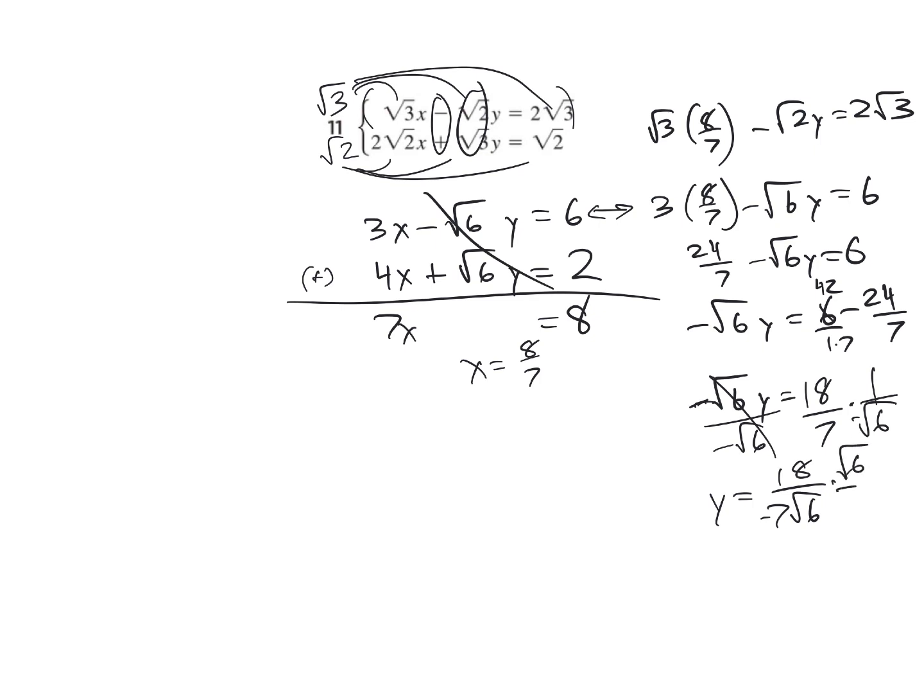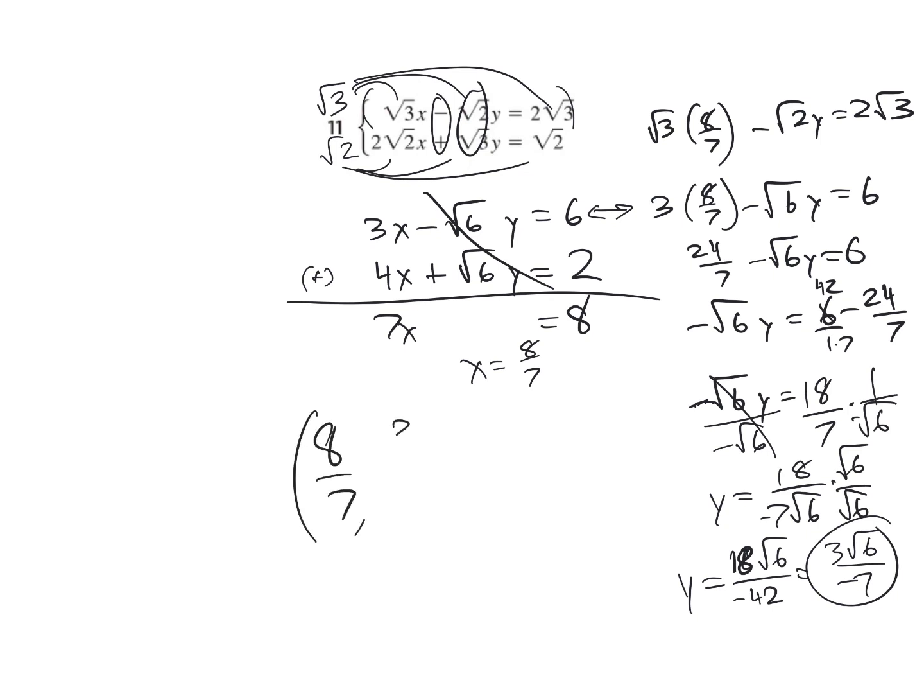Got to rationalize. So y equals 18 square root of 6 all over negative 7 times 6, which is negative 42. We can reduce 18 and 42 by 6, and we get 3 square root of 6 over negative 7. So 8/7 and negative 3 square root of 6 over 7. So it's negative there. That's your answer.